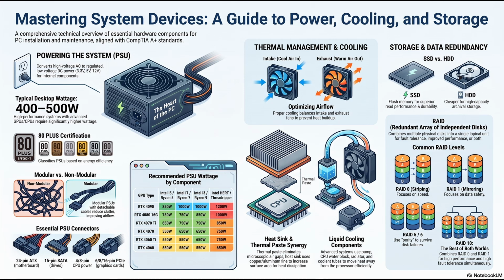Exactly. Then you have the 12 volt line, which acts as the brute force muscle. The heavy lifter. Yeah, the 12 volt current is reserved for heavy lifting. It drives the mechanical motors that spin the physical platters inside older hard drives. It powers the cooling fans. And most importantly, it feeds the massive processing cores on a high-end graphics card or CPU. Those chips need serious wattage to push their computational loads.